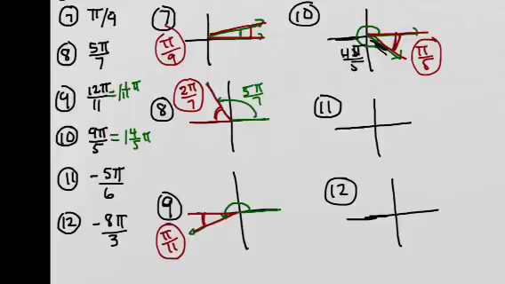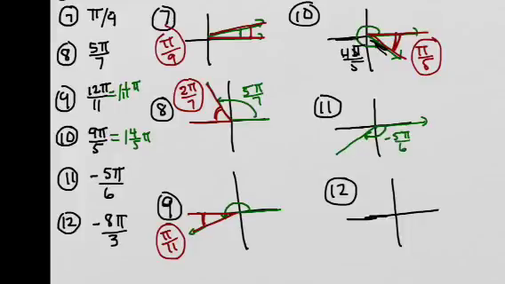Okay, number 11 is the negative angle, negative 5 pi over 6. So here's the initial side, and negative is going this way, and it's going to be about here. Again, just approximating. So this is negative 5 pi over 6.